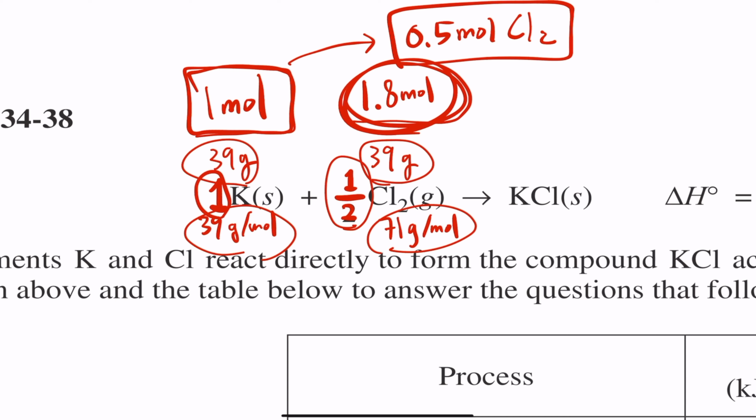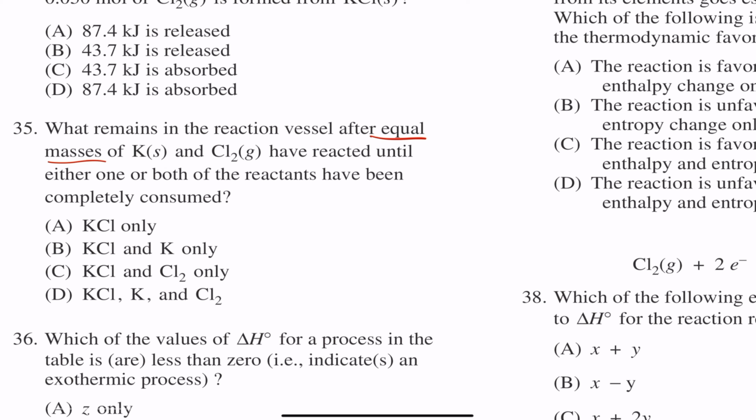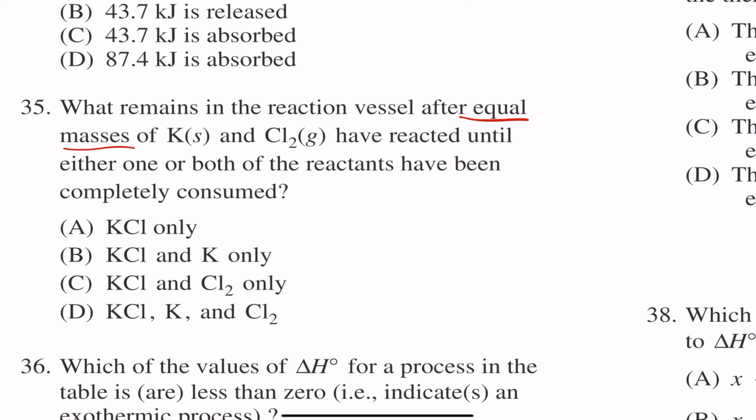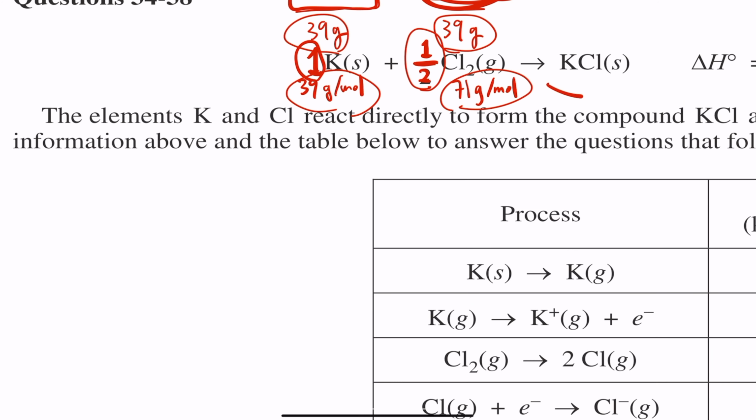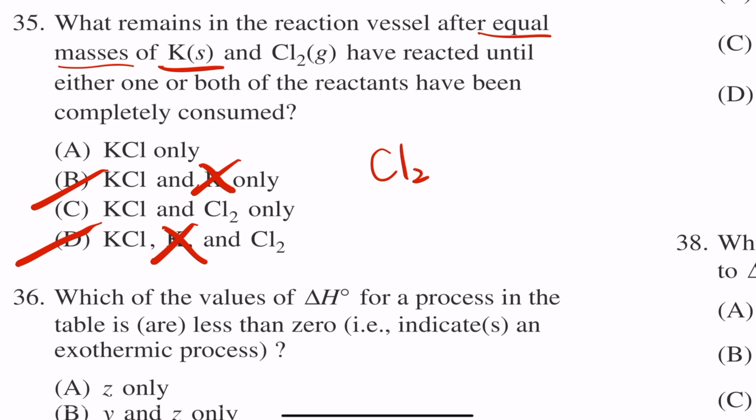So at the end of the reaction, when you have no more potassium to run through, what are we going to have remaining in the reaction vessel? Like I said, potassium is the limiting reagent, so we're not going to see any potassium left over. So anything that says potassium is out. So B and D are out. What do we have? We probably have the chlorine gas remaining, and what else? Probably your product that was just formed. So chlorine gas and potassium chloride, that should be answer choice C.